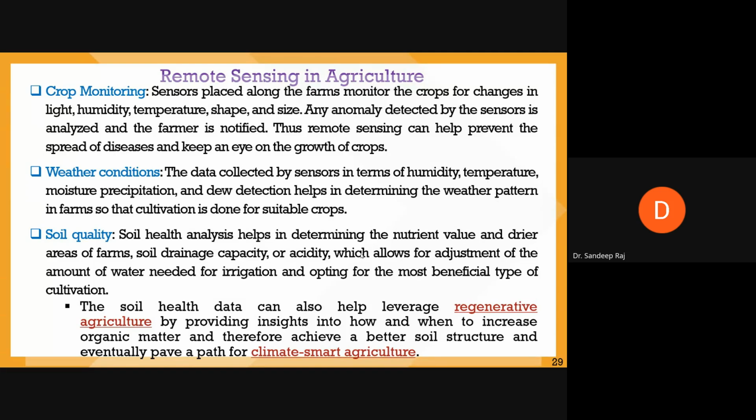Regarding the weather conditions, the data collected by the sensors in terms of humidity, temperature, moisture, precipitation, and dew detection helps in determining the weather pattern in farms so that cultivation is done for the suitable crops. Soil health analysis helps in determining the nutrient value, dried area of farms, soil drainage capacity or acidity, which allows for adjustment of the amount of water needed for irrigation and opting for the beneficial type of cultivation. The soil health data can also help in leveraging regenerative agriculture by providing insights into how and when to increase the organic matter and therefore achieve a better soil structure and eventually pave the path for climate smart agriculture.